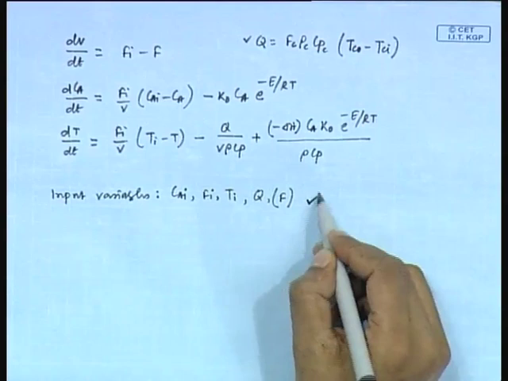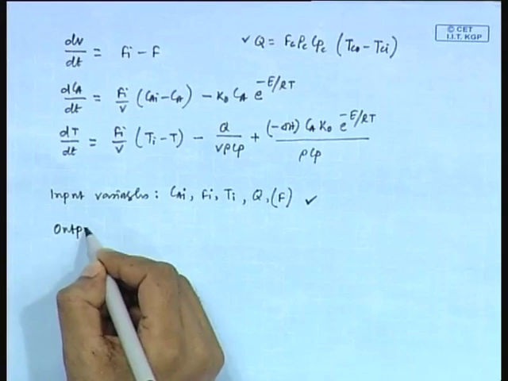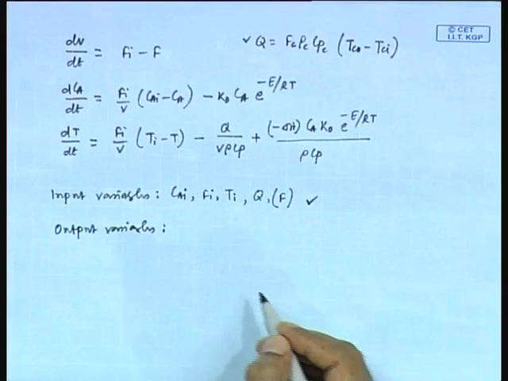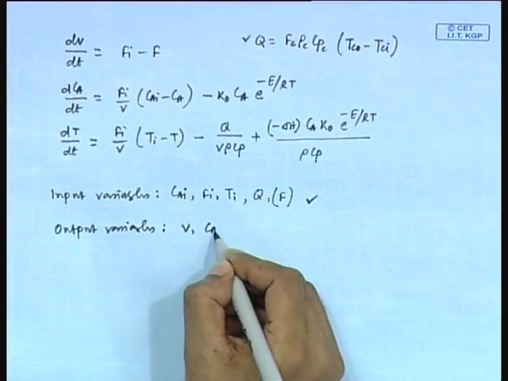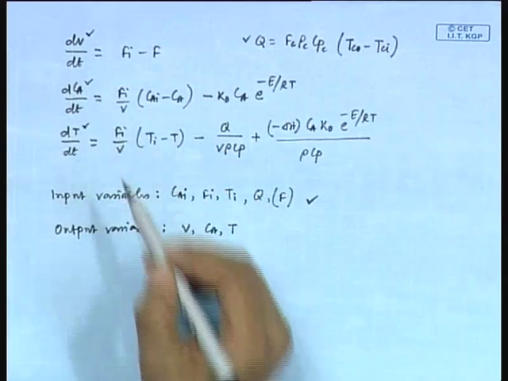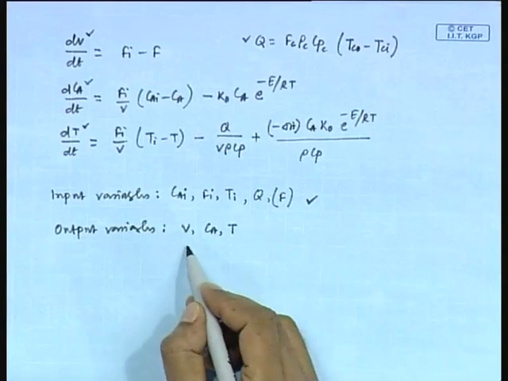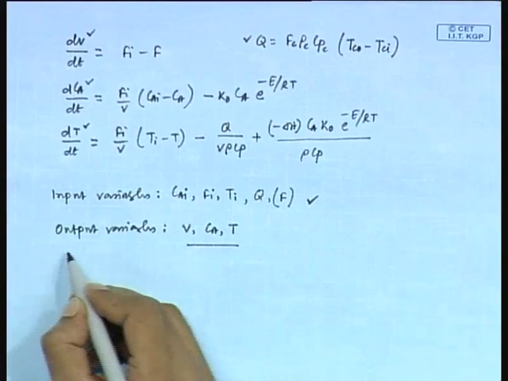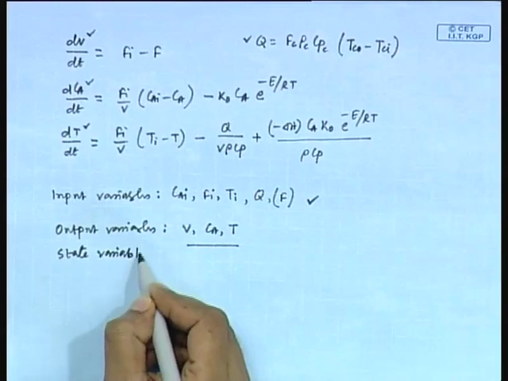What are the output variables? Output variables are here V, CA and T. See, in these three modeling equations, V, CA and T are present within the accumulation term. So these three variables are also state variables, because they are present within the accumulation term.